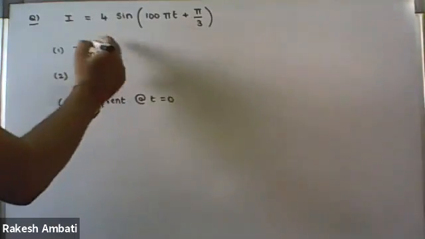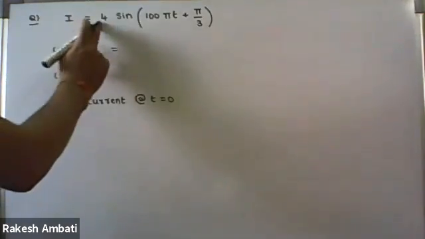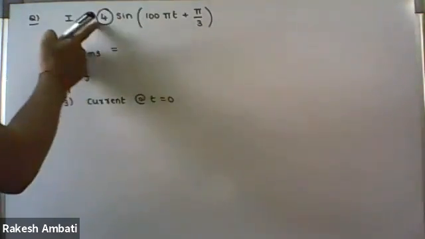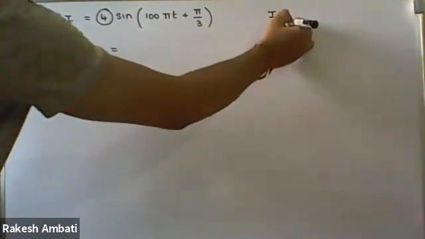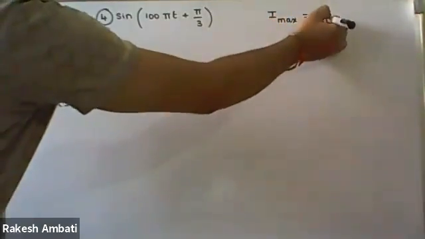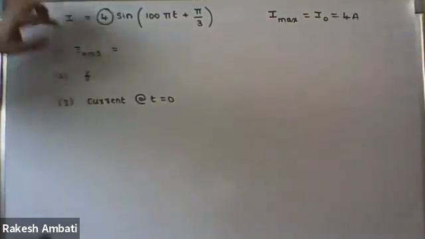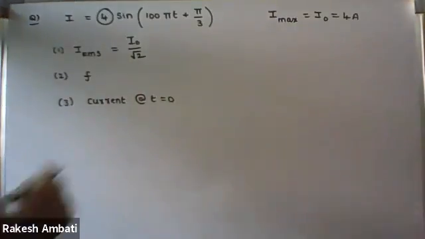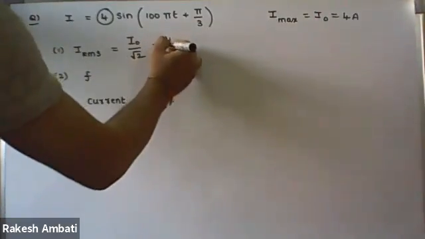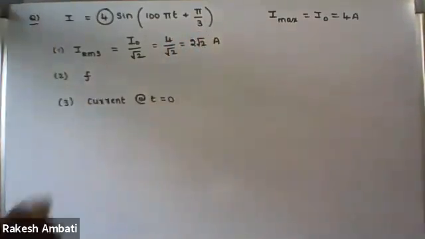First of all, in this equation, what is the maximum value of alternating current? 4. So it is I naught, the maximum value of alternating current, which is given as 4 amperes. Then how to find IRMS? The formula is I naught upon root 2. So 4 upon root 2 is 2 root 2 amperes.